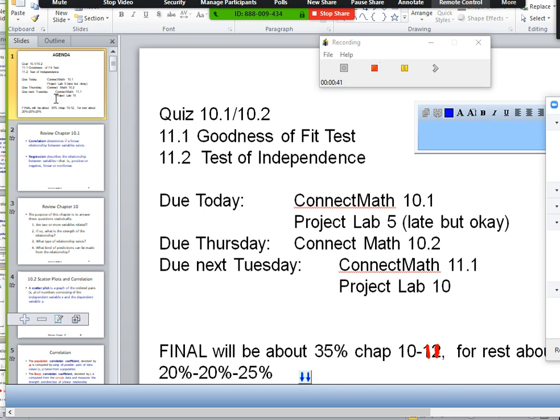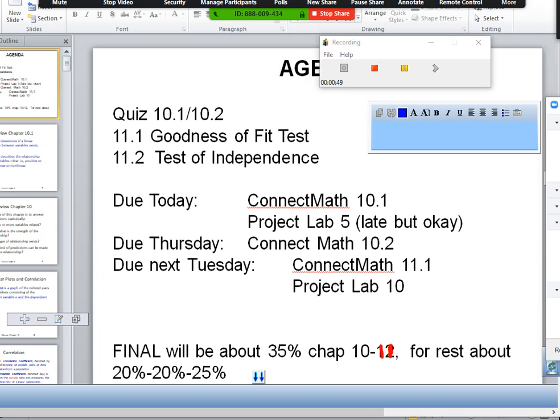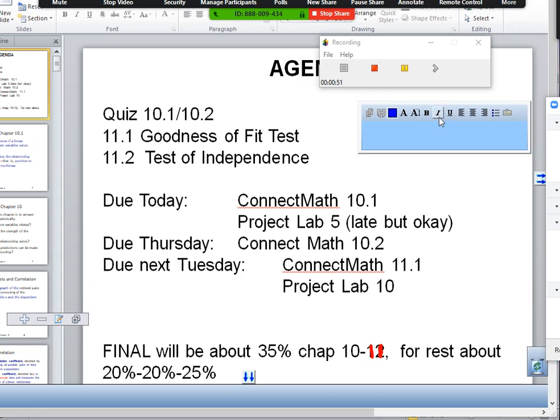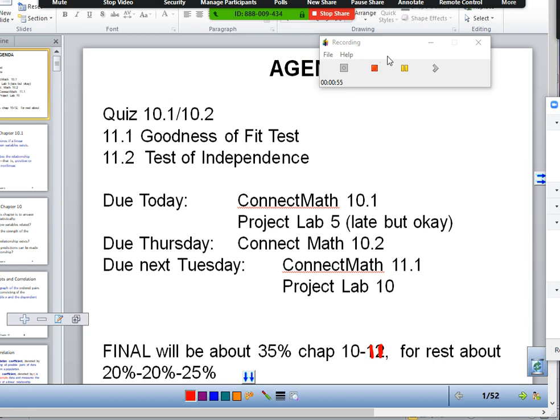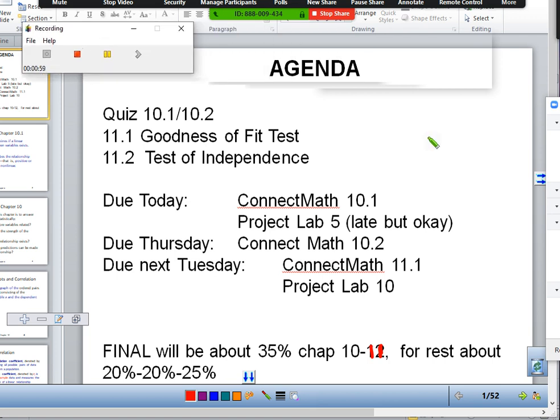And we're going to start in on what we're doing today, which is our workspace annotation. Today we're going to do quiz 10.1, 10.2, and then we're going to do 11.1 goodness of fit test.